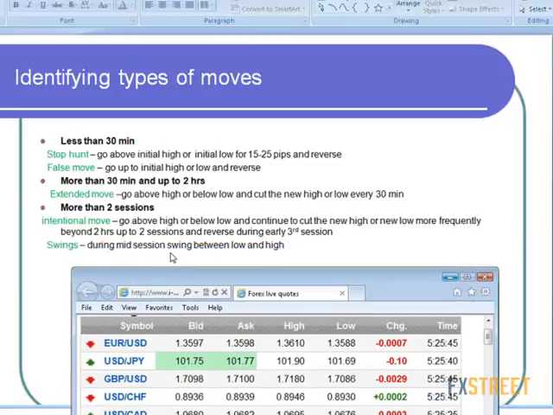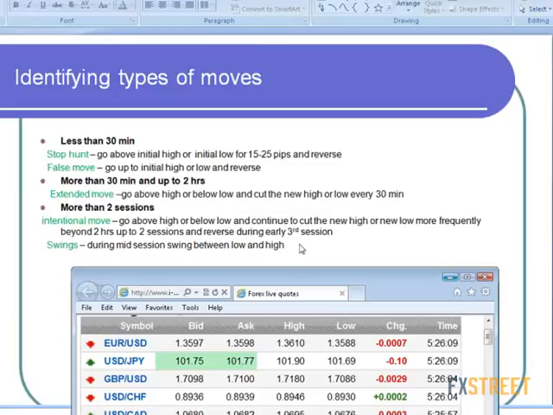Then they make swings during the sessions. During the market sessions, they just make the move between the high and the low, as they are doing in the case of USD-yen. Without breaching the high, without breaching the low, they just make an up and down move, and that is called the swing.